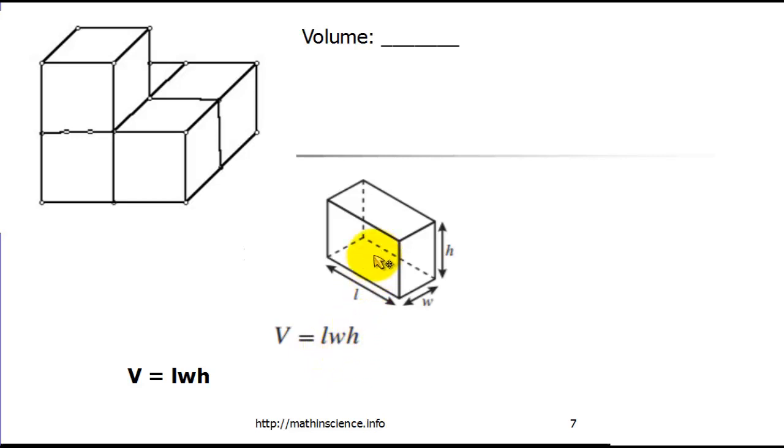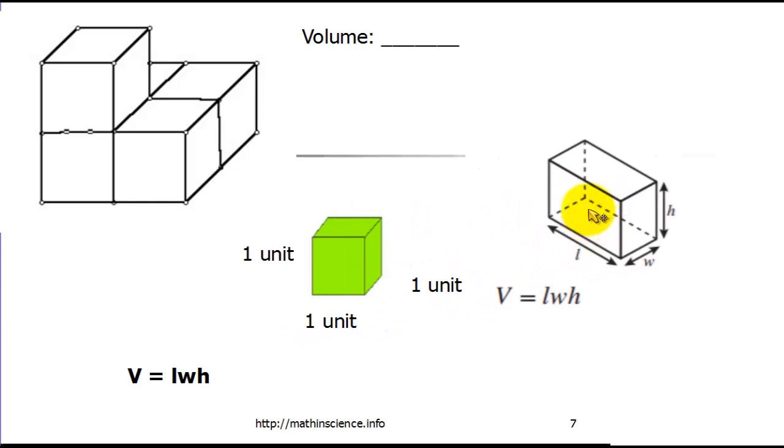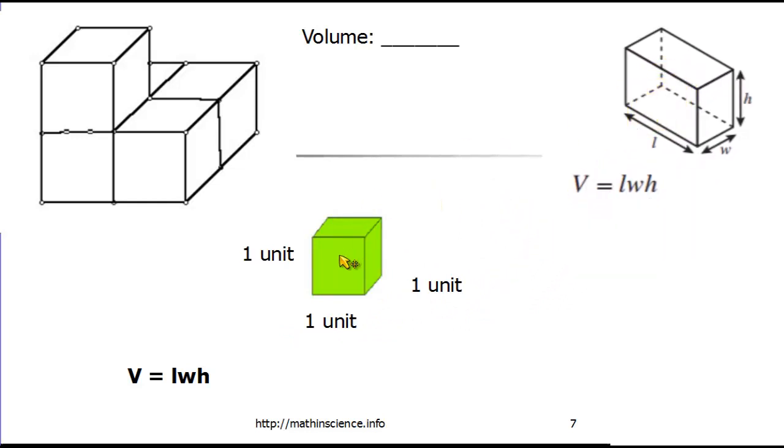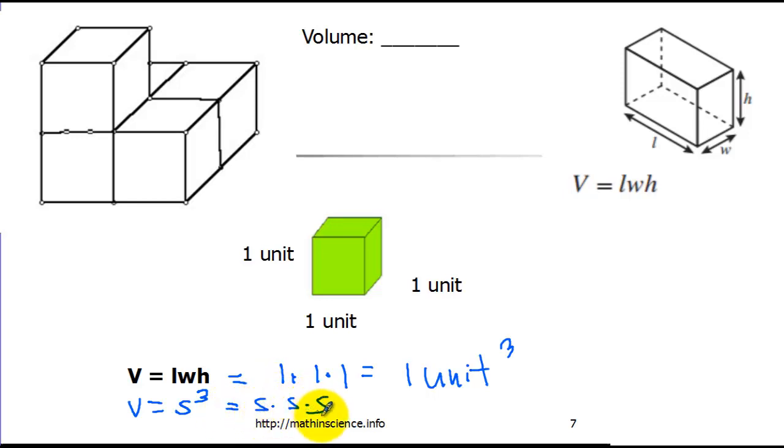Now what if instead of rectangular prism, we're going to find the volume of a cube? Cube means we have the same dimension for length, width, and height. In this example, we have 1 unit. We can still use the formula length times width times height. In this case, you will have the same dimension for your length, width, and height. So if you're going to multiply your length, width, and height, you will have 1 times 1 times 1 equals 1 unit cube. Of course, the shortcut to finding the volume of a cube is just side raised to 3 because it's just multiplying side times side times side.